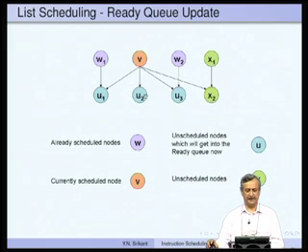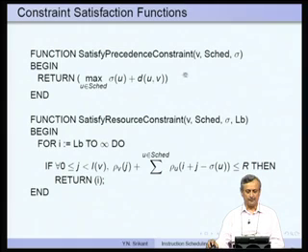So, this is the ready queue update. V is the node which has just now been scheduled. It has many successors. 3 of these successors have all their predecessors already scheduled. So, we can add U1, U2, U3 to the ready queue, but X2 has another predecessor X1 that is not yet scheduled. So, X2 cannot be added to the ready queue.